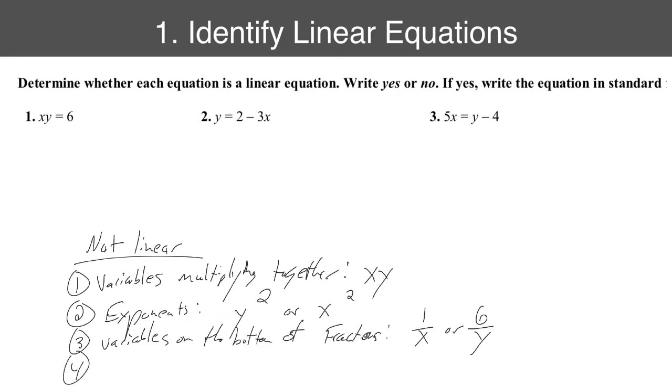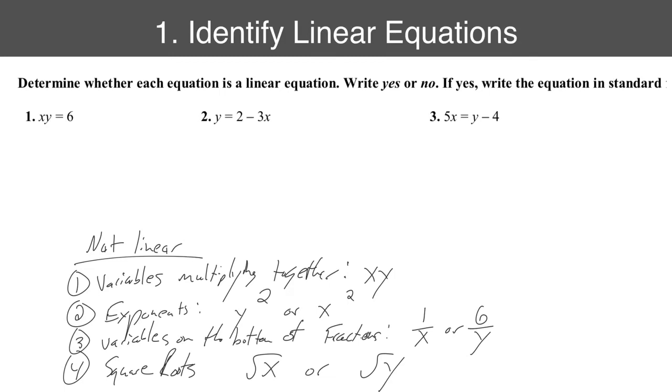And then finally, the last thing is roots, also known as square roots. So something like the square root of x or the square root of y, something like that. So if you see any of these 4 things, then the answer is no, it's not linear. So let's take a look.